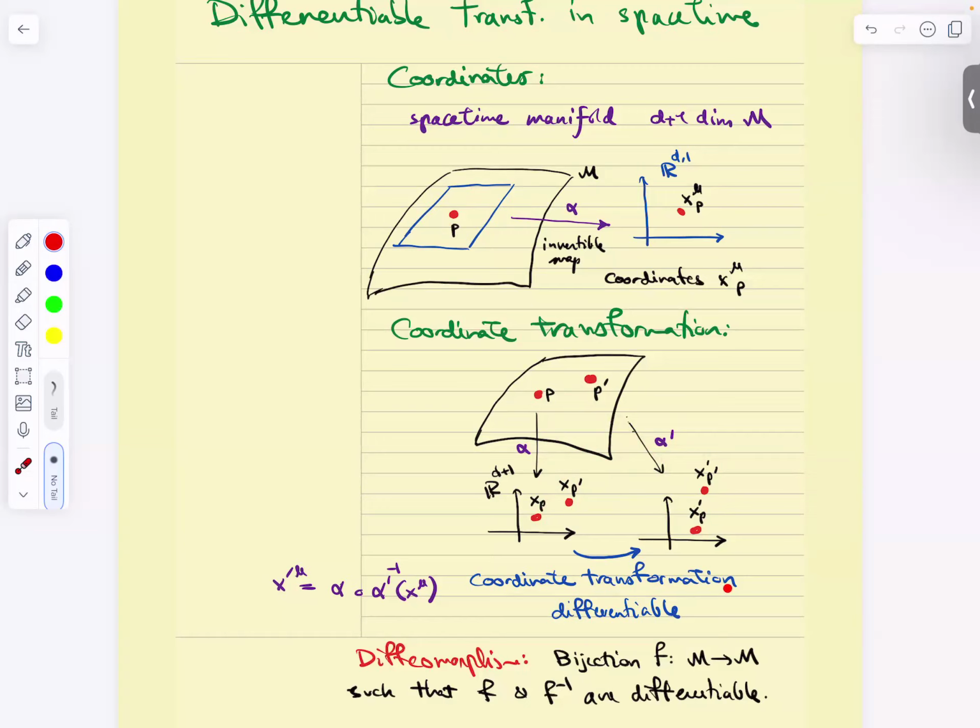A coordinate transformation is basically going from here to here. How do you go from here to here? You do alpha prime inverse alpha. So an abstract map between P and P prime is pulled into some transformation between these, right? That is what a coordinate transformation is. Now it makes sense to talk about a differentiable coordinate transformation because everything is defined in R^D.